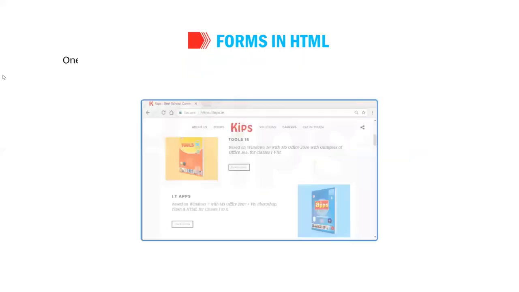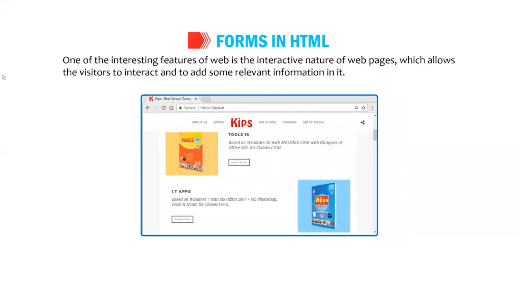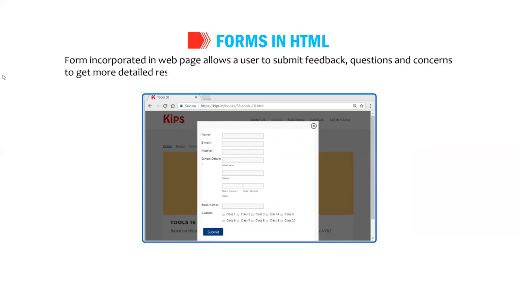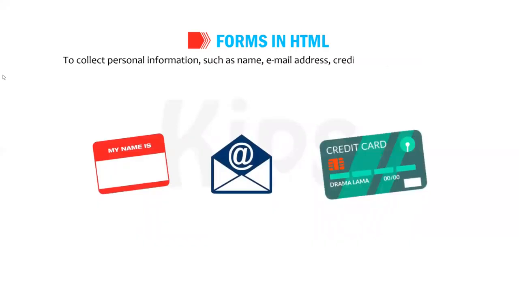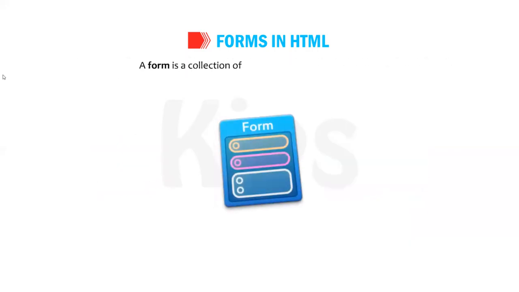Students, let us understand about forms in HTML. One of the interesting features of the web is the interactive nature of web pages, which allows visitors to interact and to add some relevant information in it. A form incorporated in a web page allows a user to submit feedback, questions, and concerns to get a more detailed response, to collect personal information such as name, email address, credit card details, to order a product, or to provide an interface for a chat session. A form is a collection of fields of information on a page.